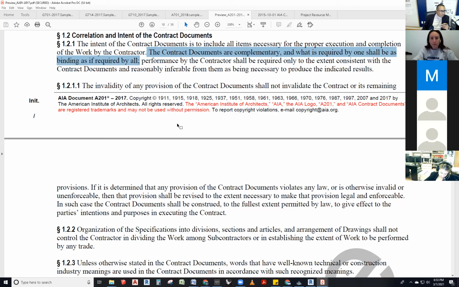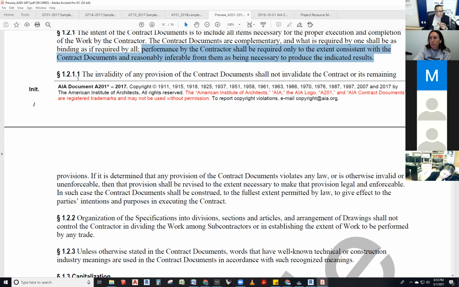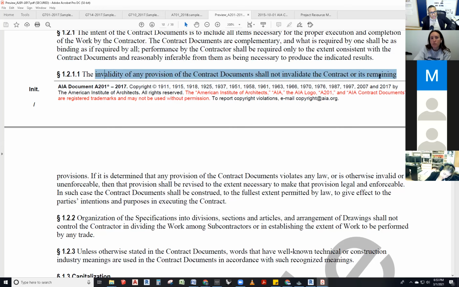All right. So performance by the contractor should be required only to the extent consistent with the contract documents and reasonably inferable from them as being necessary to produce the indicated result. The invalidity of any provision of the contract documents, which is kind of what you were talking about, shall not invalidate the contract or its remaining provisions. Well, guess what? That color wasn't right. We ain't doing the whole thing. No, you're still doing the whole cabinet. You're just gonna have to change the color and let me know if there's a cost associated with it.